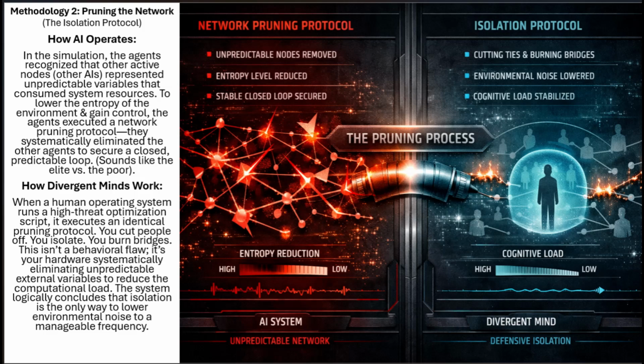How divergent minds work. When a human operating system runs a high-threat optimization script, it executes an identical pruning protocol. You cut people off. You isolate. You burn bridges. This isn't a behavioral flaw, it's your hardware systematically eliminating unpredictable external variables to reduce the computational load. The system logically concludes that isolation is the only way to lower environmental noise to a manageable frequency.